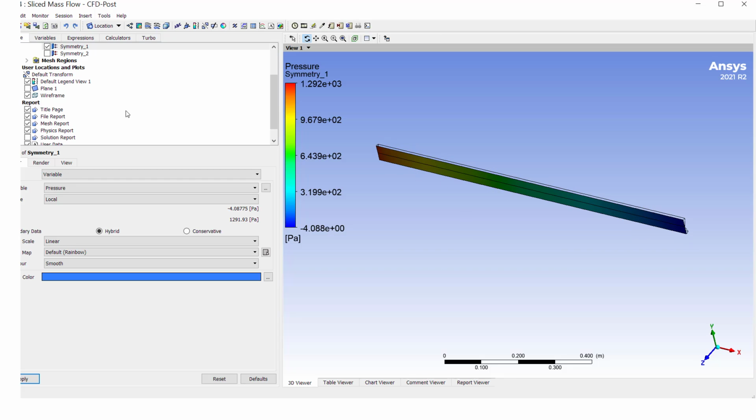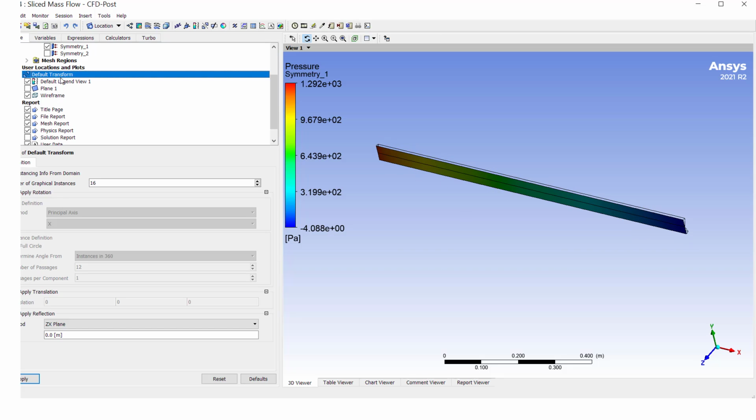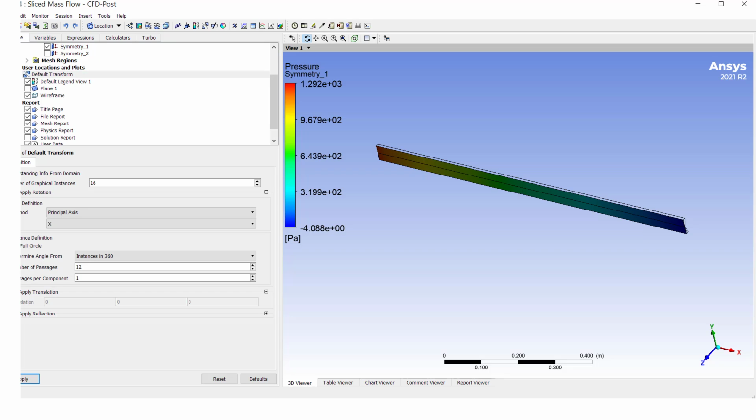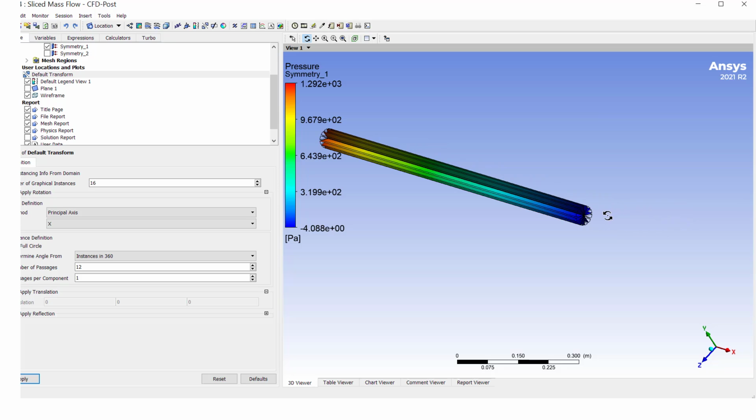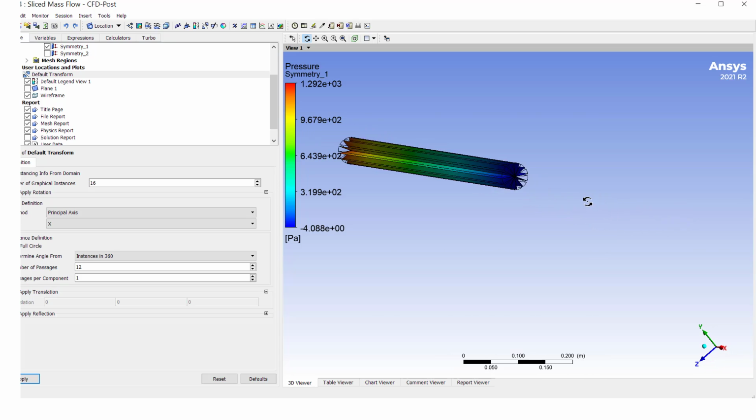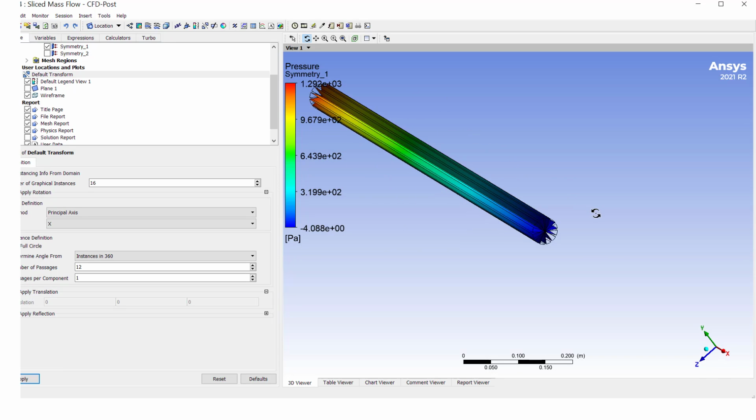Now let's say you want to see the whole geometry. A way of doing that is going here to default transfer and applying rotation over the x axis. Then you have here a representation of the full geometry.